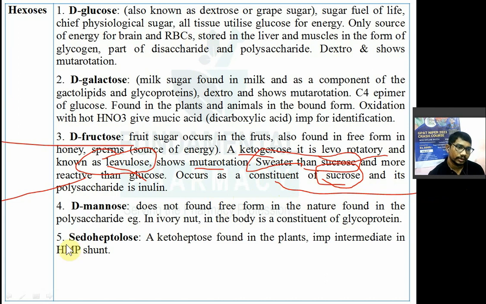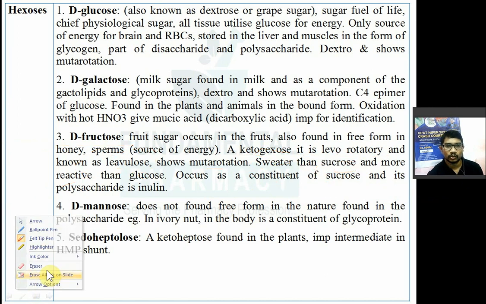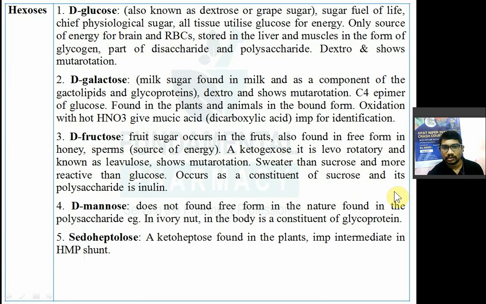A question has already come in GPAT 2023. Sucrose is known as an invert sugar. When I explain sucrose, I will say that sucrose is also known as an invert sugar. Let's see what else sucrose is called. Sucrose is also known as table sugar. Table sugar means sucrose. Sucrose is also known as cane sugar. You drink sugarcane juice, right? So cane sugar is also known as sucrose.